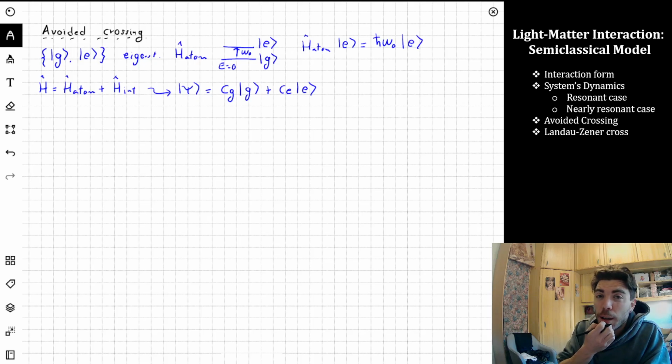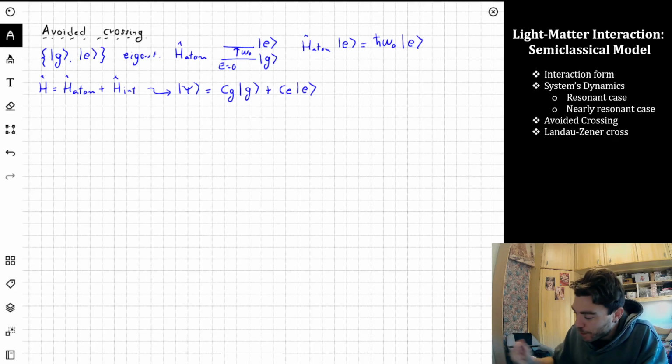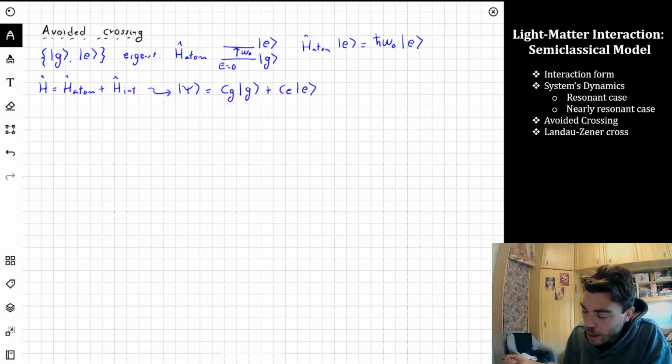These states, by the way, are sometimes called dressed states, but we will call them dressed states when we go to the full quantum picture, when we also quantize light, because then it is clear why they are dressed. Well, you will see. I'm not going to spoil anything. It's a cool concept. But the idea is the following. Okay, let's diagonalize this Hamiltonian.